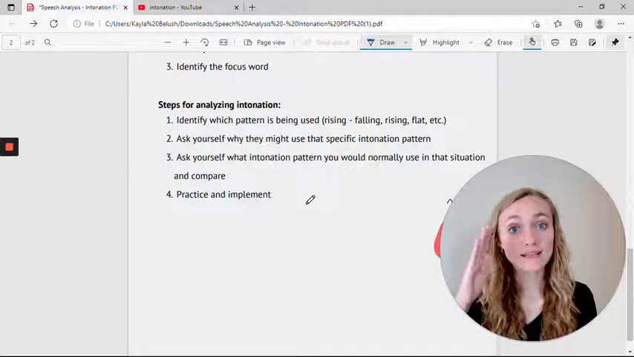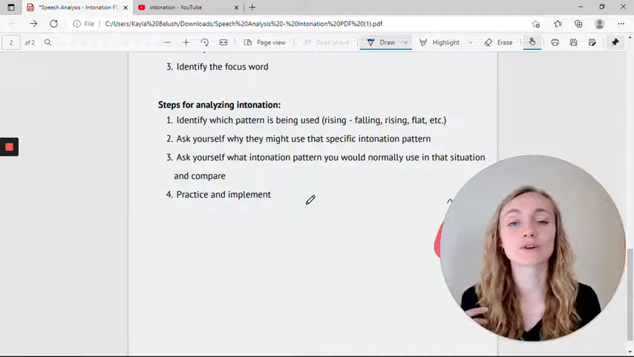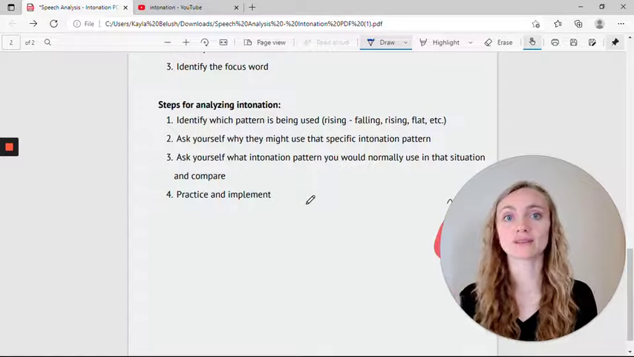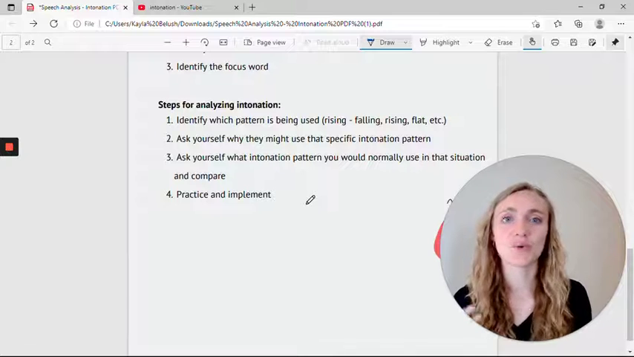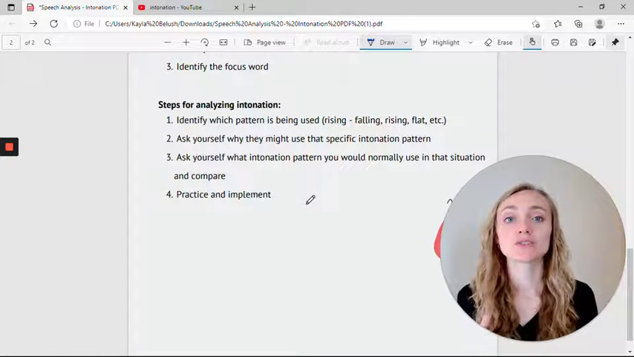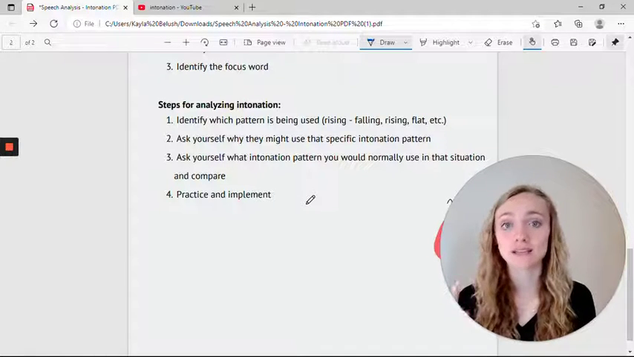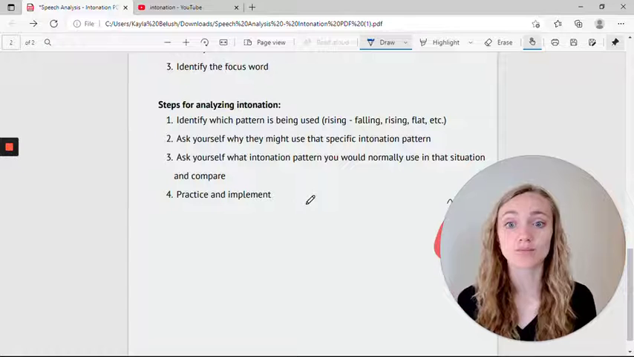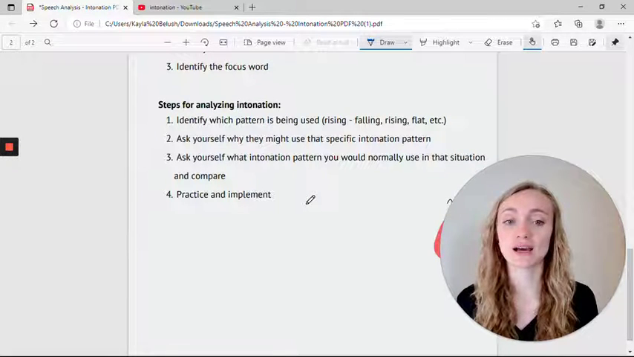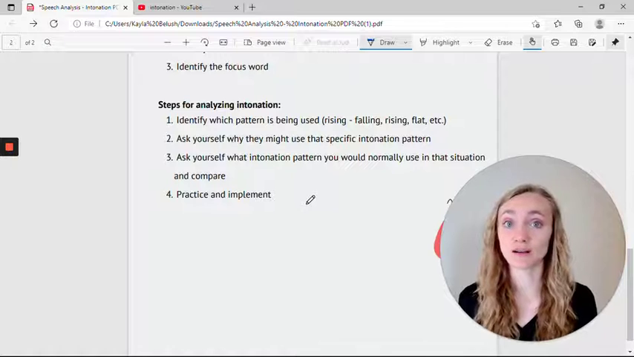Is it rising, like when we ask a question or show surprise or politeness? Is it flat, monotone? Is it showing neutrality, boredom, etc.? And then we're going to ask why they're using that specific intonation pattern. So is it to ask a question? Is it to show excitement? Is it to show boredom, for example? And then I want you to ask yourself which intonation pattern you would normally use in that situation and compare.